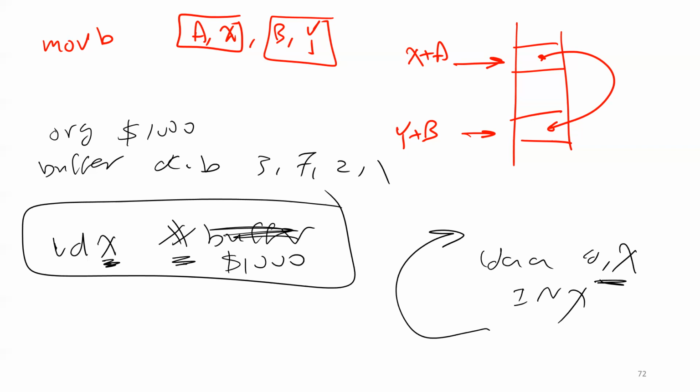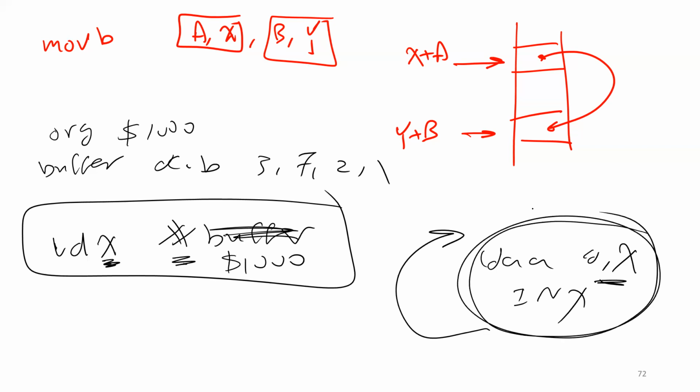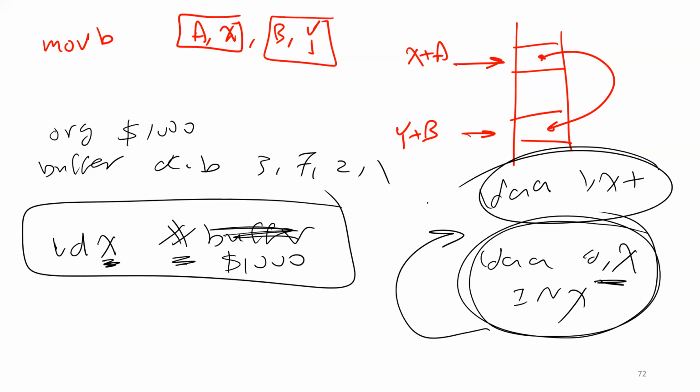Is that okay? Or, as I told you, I can do these two operations together using one instruction. I can say load accumulator A 1, X plus. It's just a shortcut, but this one is similar to these two. Any questions? Good. We are going to do it all the time. Any questions?